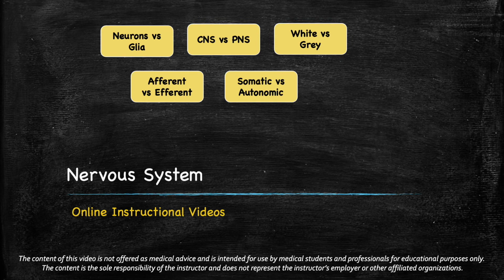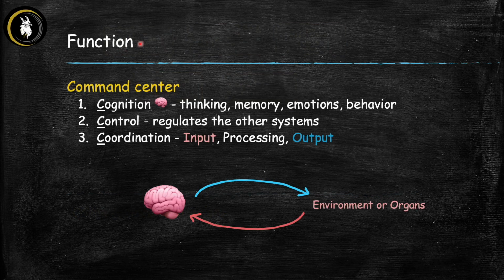If you want to do well in neurology, you have to figure out how the major parts of the nervous system connect with each other. These are some common things that you're going to see as you're studying, so I'm going to break it down in this video. You're going to learn about neurons versus glia, CNS versus peripheral nervous system, white matter versus gray matter, afferent versus efferent neurons, and somatic versus autonomic. Let's get to it. Let's start with the function.